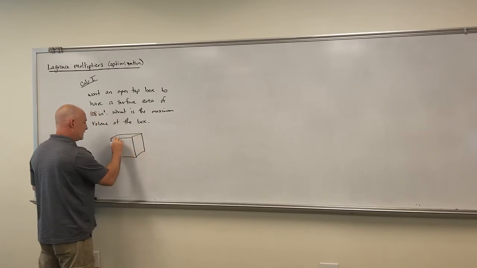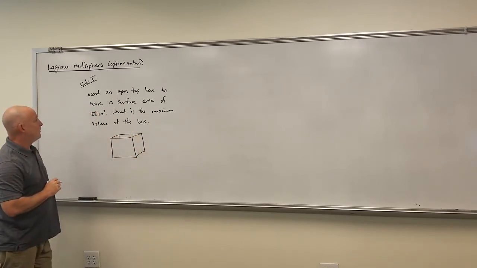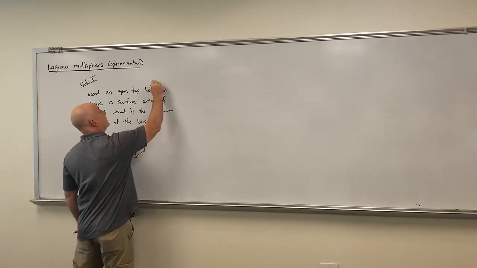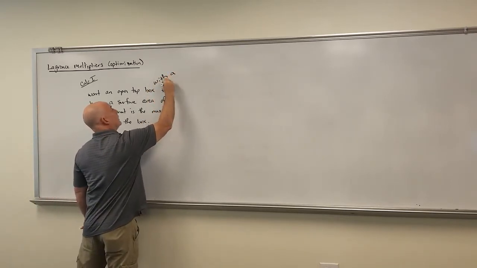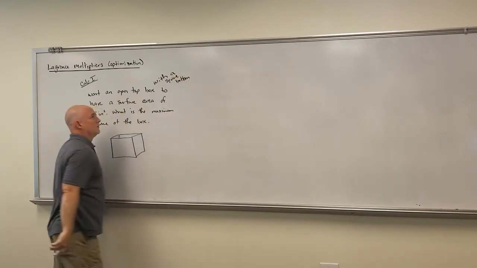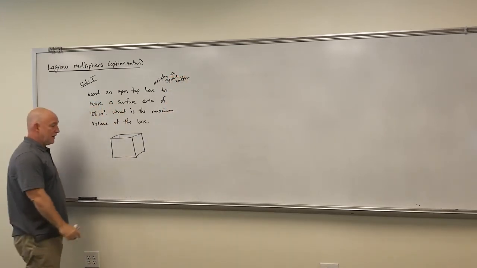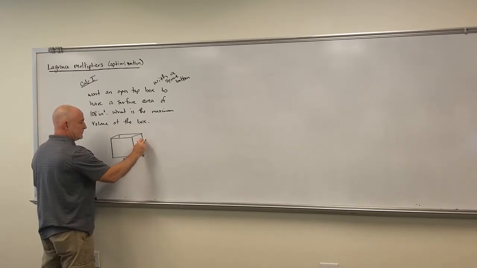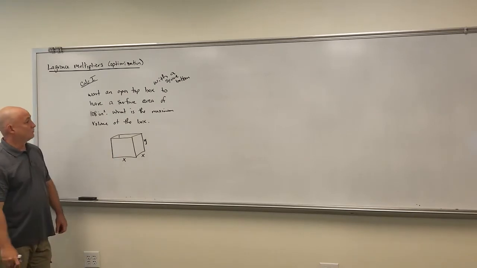So there's our box, and an open top just means it doesn't have a top on it. Let's do one more thing, an open top box with a, let's make it a little bit easier on ourselves, and say that this thing has a square bottom, which means these two sides are the same. Let's call those x's, and let's call the height of this box y for some reason.